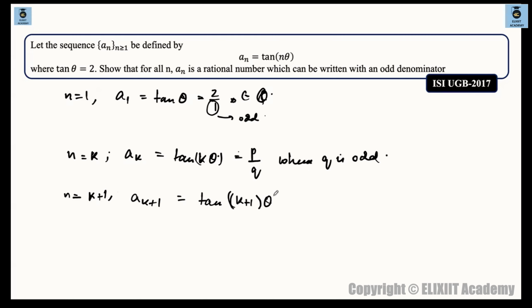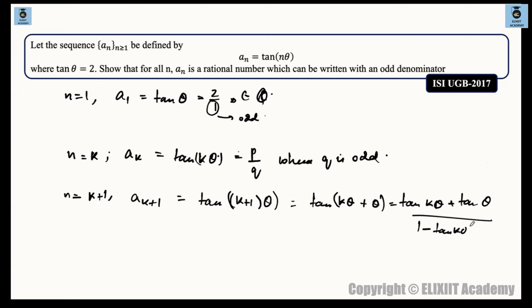अब करना क्या है, tan of k+1 थीटा मींस tan of k थीटा प्लस थीटा. Now simply use tan of a plus b, so tan of k theta plus tan theta divided by 1 minus tan of k theta into tan of theta. अब tan of k theta मालूम है, tan of k theta is p by q plus tan of theta is 2 upon 1 minus tan of k theta which is p by q, so 2p by q basically, tan of k theta times of tan theta is 2p by q.